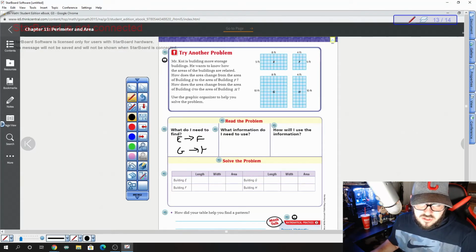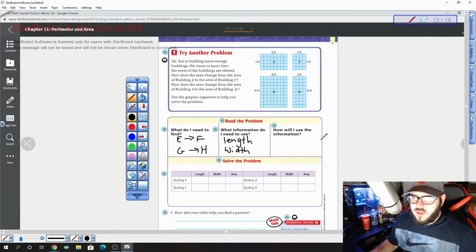I'm just going to write this in a shorter way. What information do we need to use? Remember, we need to use the length and the width. And how will we use the information? Well, we will... What are we trying to find here? We will find the what? What do we use length and width to find? We tried to find the area. Good answer. All right, so we're going to go ahead and solve the problem.